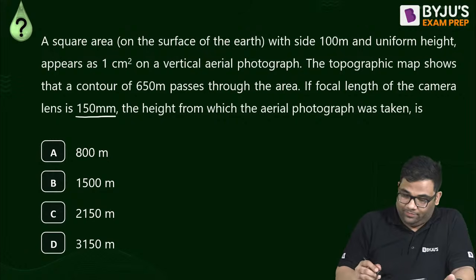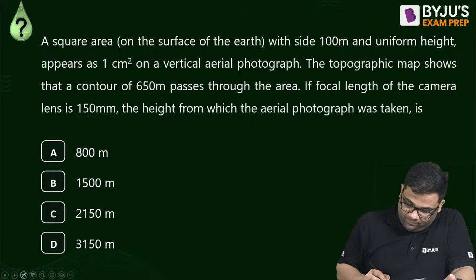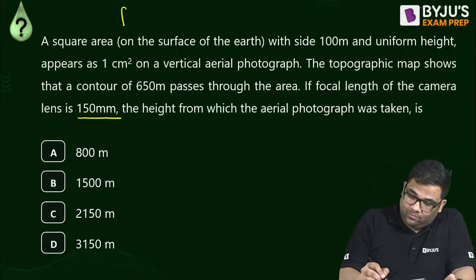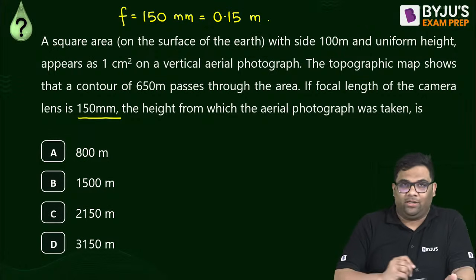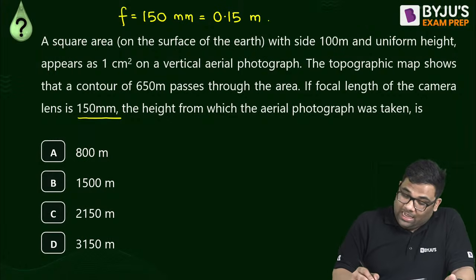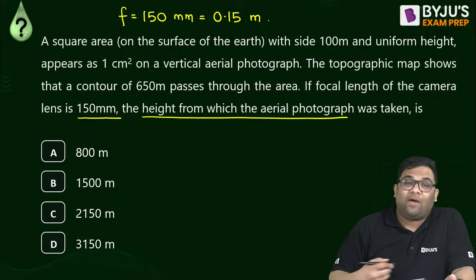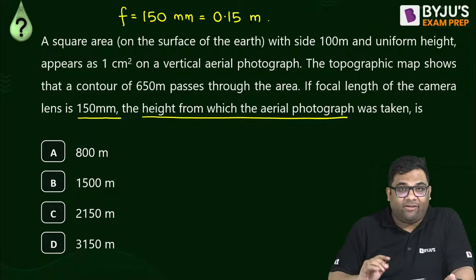Focal length is given. Oh, very good. Many have solved now. That means the answer is C only. Yes, the answer is C. The height from which the aerial photograph was taken. That means they're asking the flying height, right?